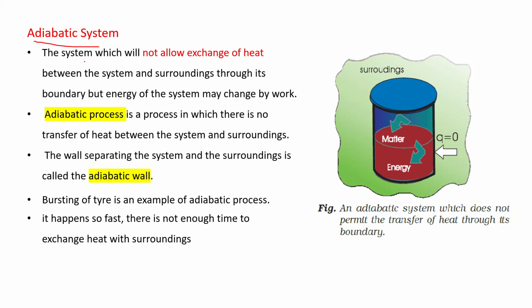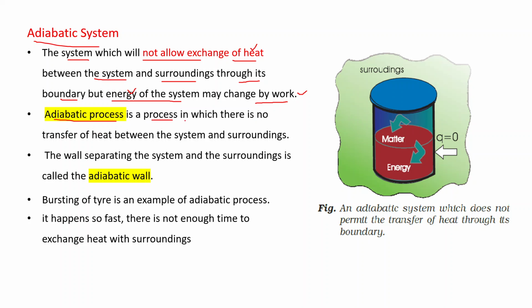Adiabatic system. The system which will not allow exchange of heat between the system and surroundings through its boundary, but the energy of the system may change by work. Remember it. Energy can be changed, but there is no change in heat. And this energy can be changed with the help of work. That system is known as adiabatic system.